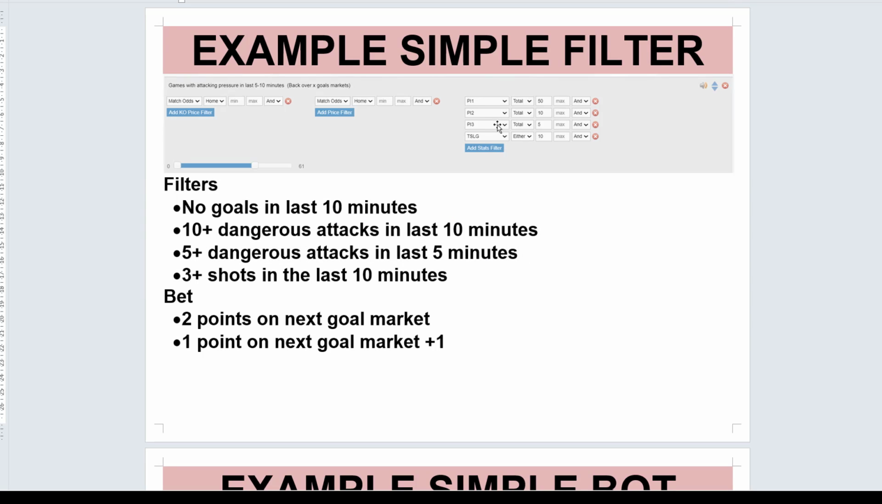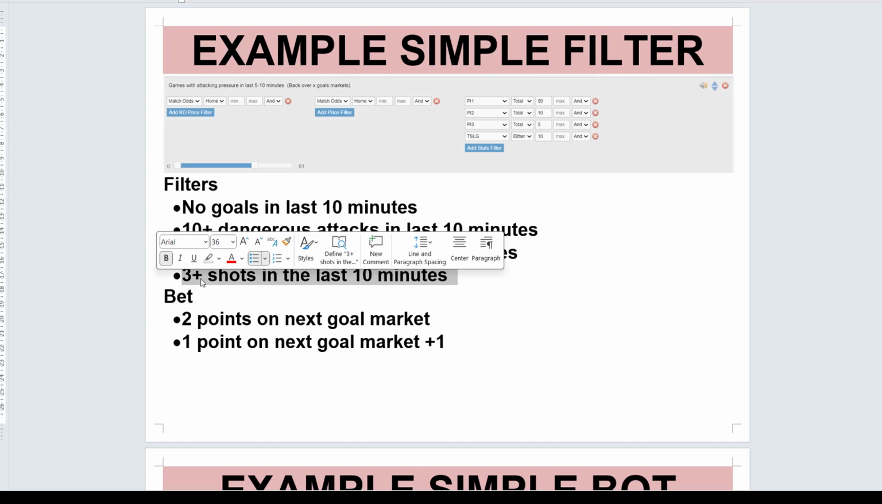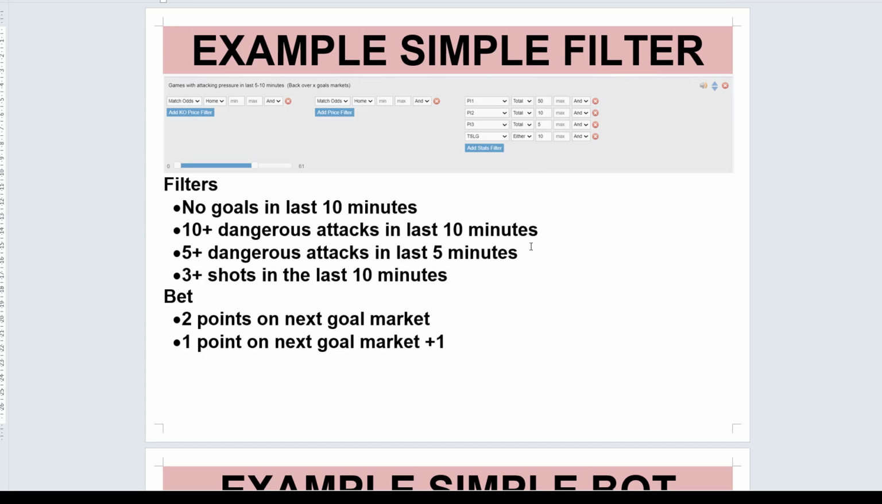And that's pressure index 3. And then I want 3 shots or more in the last 10 minutes, off or on target. And that's pressure index 1, which, remember, starts with 20 points for the possession, and then points after that, 10 points for each shot, on target or off target.